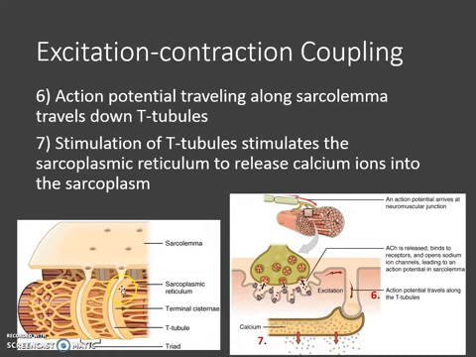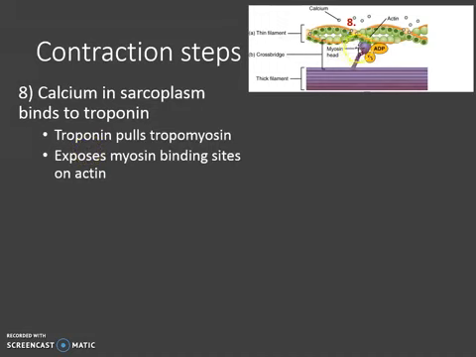So this structure here, the sarcoplasmic reticulum, stores calcium. But when the signal from the sarcolemma travels down into the T-tubules, it triggers the sarcoplasmic reticulum to release calcium. That calcium goes into the sarcoplasm and it binds to troponin. Remember, troponin is one of the regulatory proteins that is attached to tropomyosin. When calcium binds to troponin, it pulls on tropomyosin and pulls it away from the binding sites on actin.